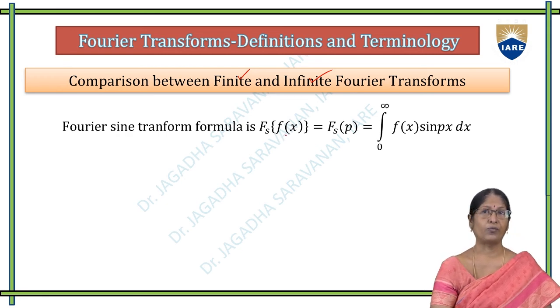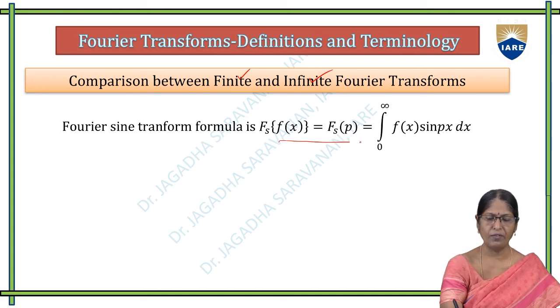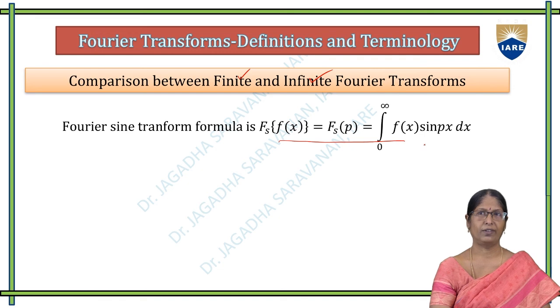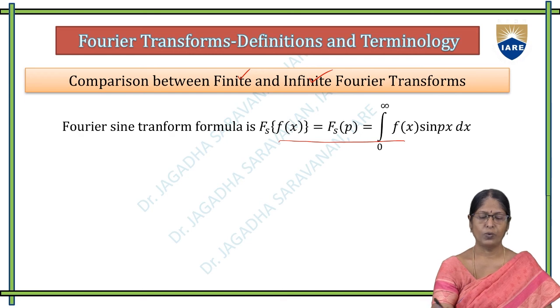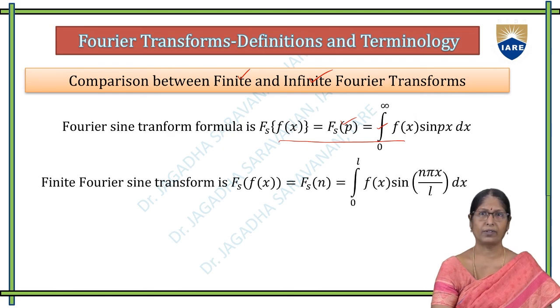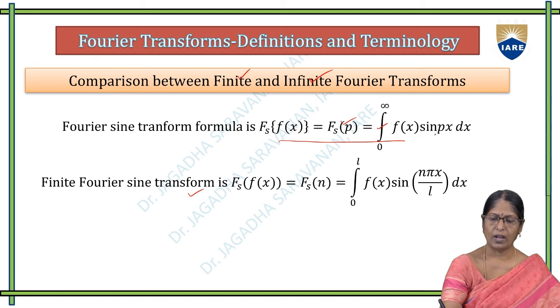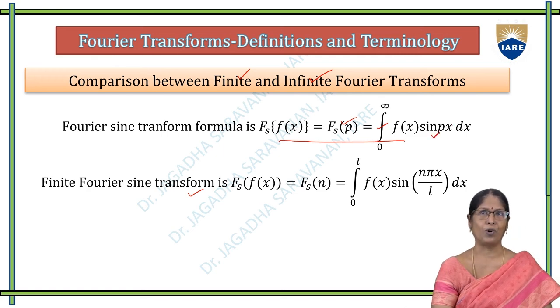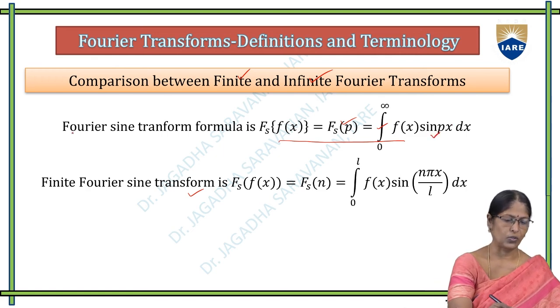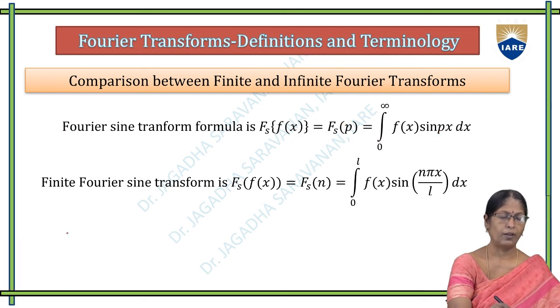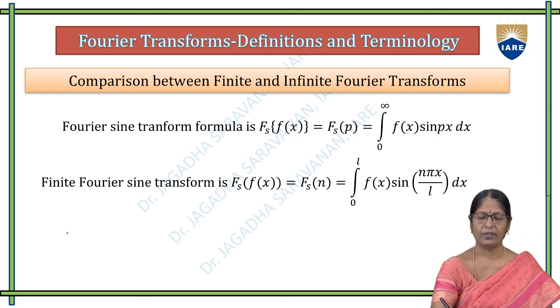We can take one for explanation. Here we have taken the Fourier sine transform formula, which we already discussed. That is capital S of f of x, which is equal to capital S of p, integral 0 to infinity f of x sine px dx. This is our infinite Fourier transform. It is not mentioned, but it is infinite. It is 0 to infinity.